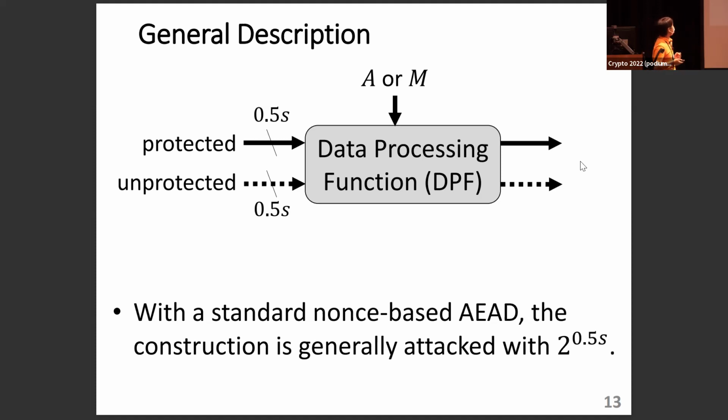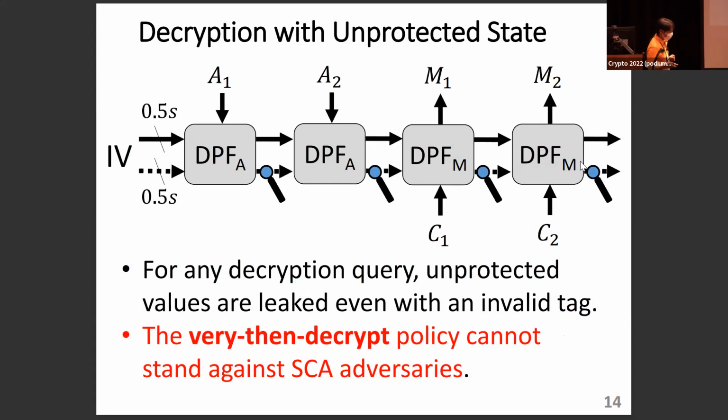And first, I'd like to show that with the standard nonce-based AE, the construction is generally broken with 2 to the 0.5S complexity. The idea is playing with the decryption oracle. This slide shows the data flow for the decryption oracle. For any decryption query, unprotected values are leaked to the side channel adversaries, even with an invalid tag.